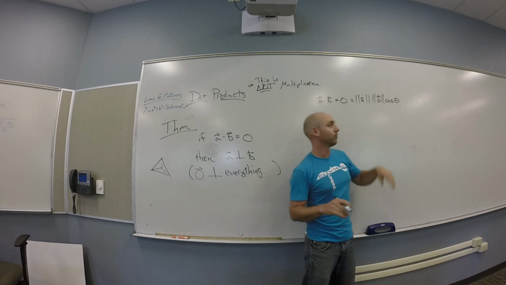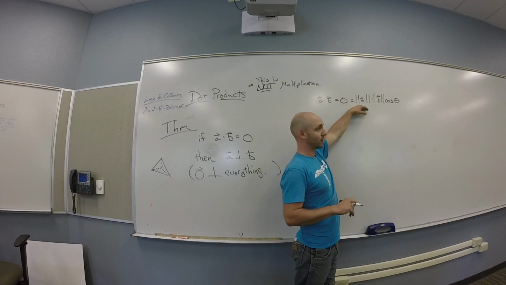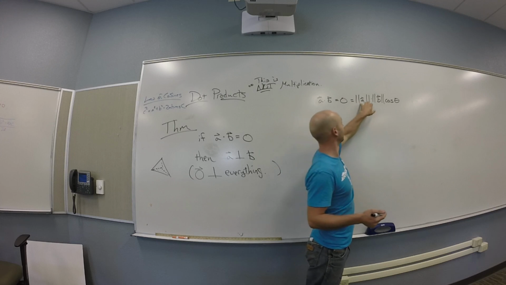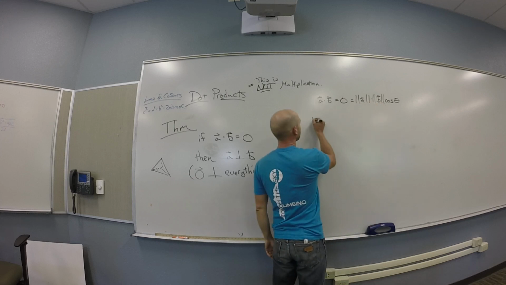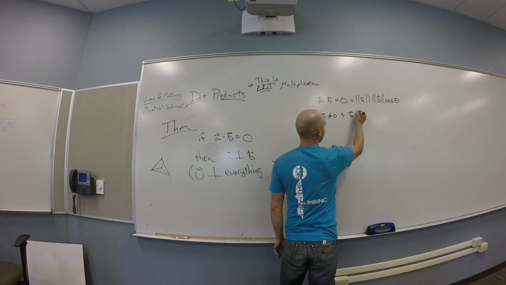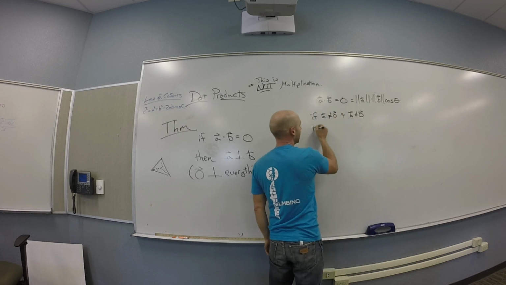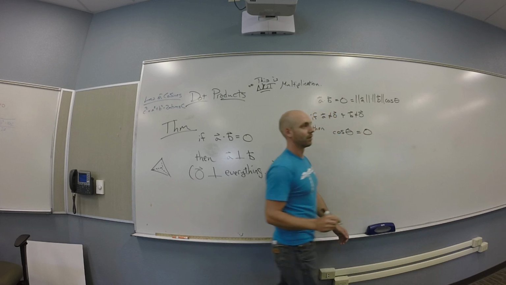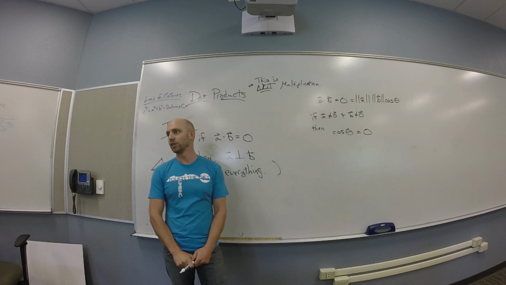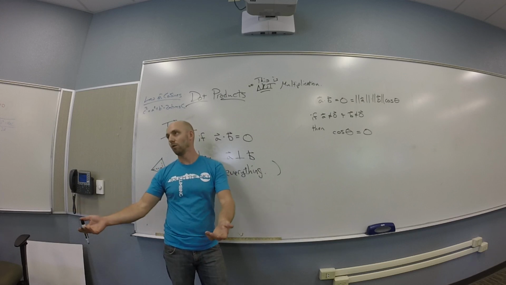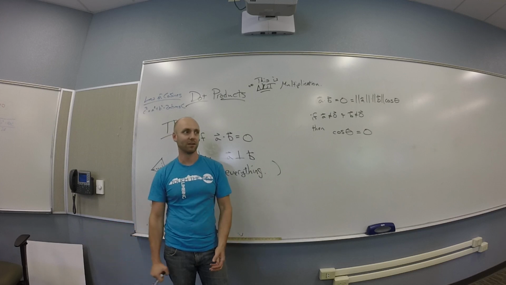So let me just assume A and B aren't the 0 vector. In that case, I can divide by these magnitudes, right? So if A isn't the 0 vector and B isn't the 0 vector, then the cosine of theta is 0. And cosine of theta is 0 when theta is 90 or odd multiples of 90, right?